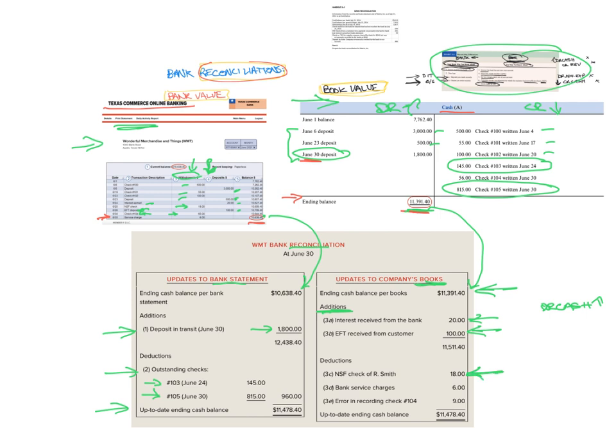The next one is the bank service charge. The bank service charge that we have here is 6. That service charge, when we find out about it from the banking records, is going to reduce our cash again. So we have a deduction from the starting balance because we have not taken this out yet.